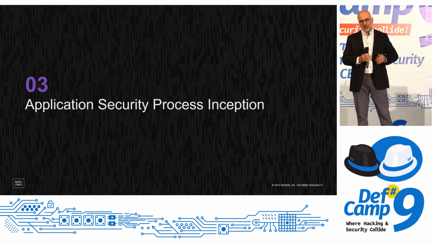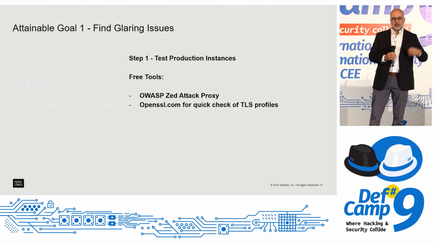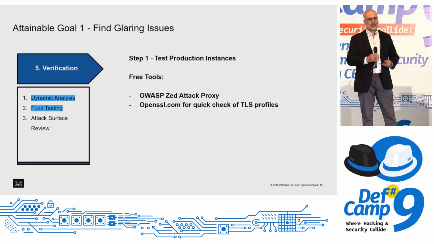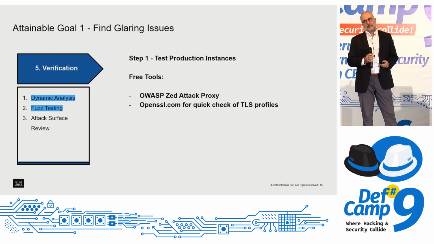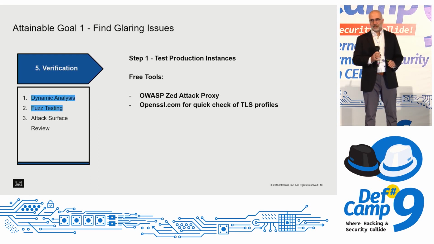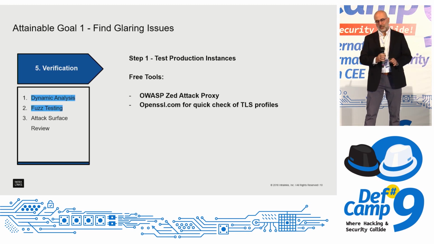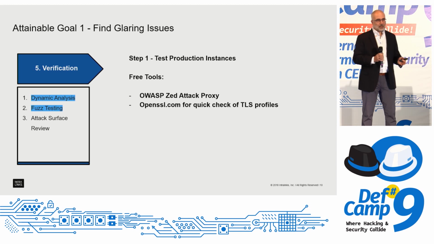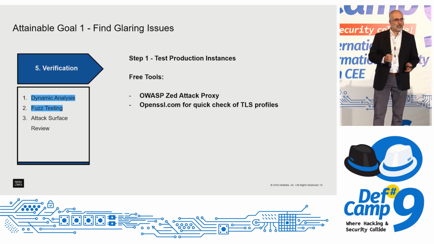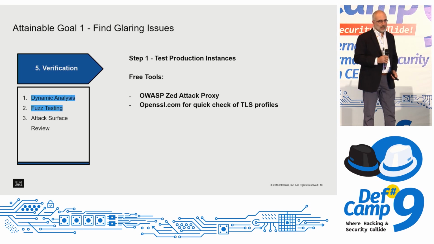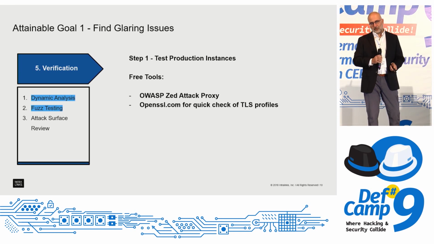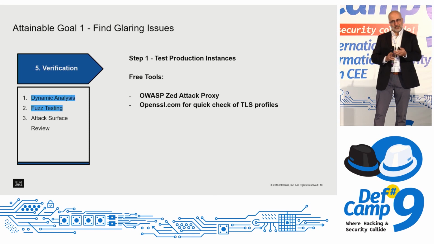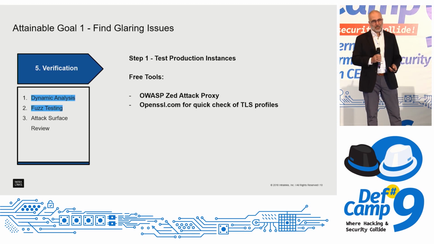And this is like a first inception stage where you set up small attainable goals and you achieve them and make sure it works and then move to the next one. So as a first attainable goal, it's like find your glaring issues first. And for that, you don't need to hire anyone. You can go get, I just listed a few free tools.